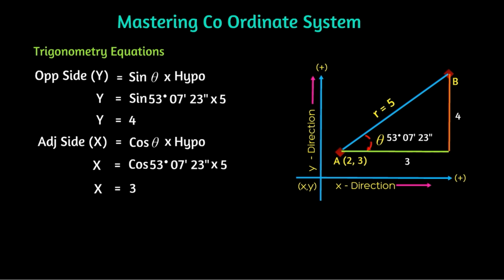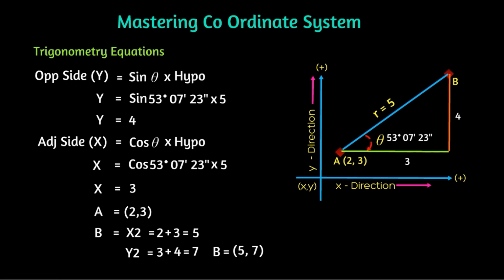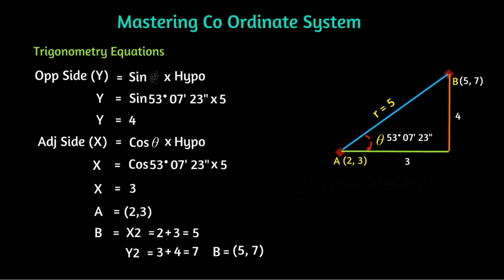The coordinates of point A equals 2, 3. The coordinates of point B, x2 equals 2 plus 3, that is 5, and y2 equals 3 plus 4, that is 7. Finally, the coordinates of point B equal 5, 7. Now that we understand coordinates, let's see how surveyors measure them in the real world.